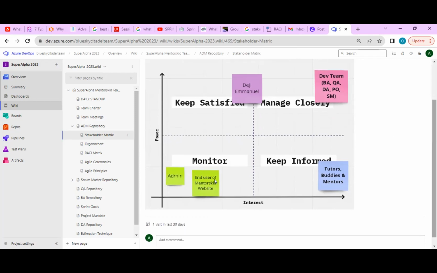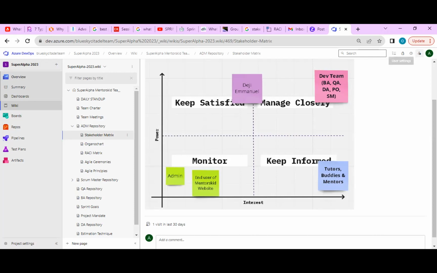And so we also put the tutors, the buddies, and the mentors into the informed grade. I hope you know that. I hope you guys know that there are people that will fall into two categories, right? The fact that you have a person in one category doesn't mean that person cannot be in another category. I hope you know that.